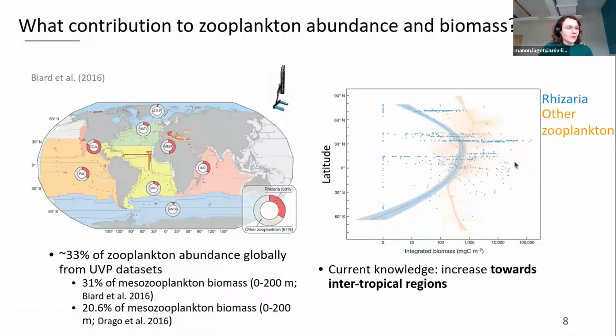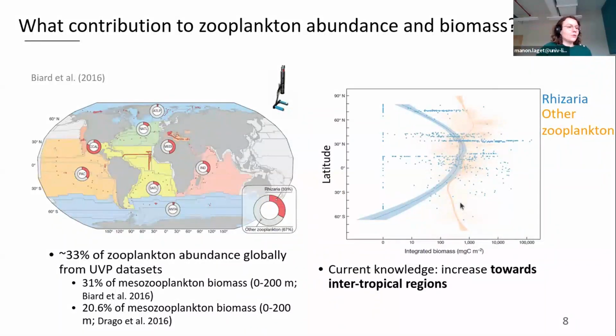So the current knowledge is that rhizaria abundance, that you have here in blue, increases towards intertropical regions. So this pattern of rhizaria is in contrast with the pattern of other zooplankton organisms that you have here in orange, such as, for example, crustaceans, which are known to be highly abundant at high latitudes.